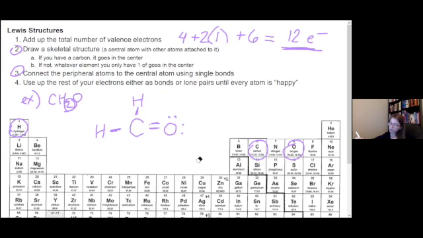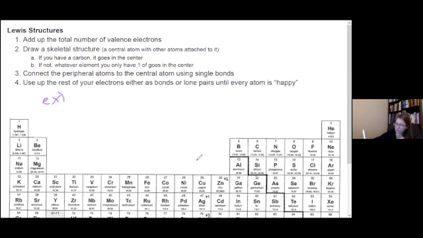Hydrogen is happy, it has 2. Hydrogen is happy, it has 2. Carbon is happy, it has 2, 4, 6, 8. Oxygen is happy, it has 2, 4, 6, 8. Another example, let's look at HCN.